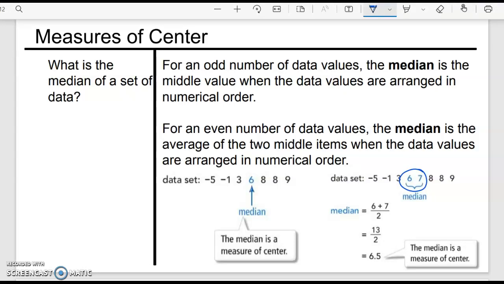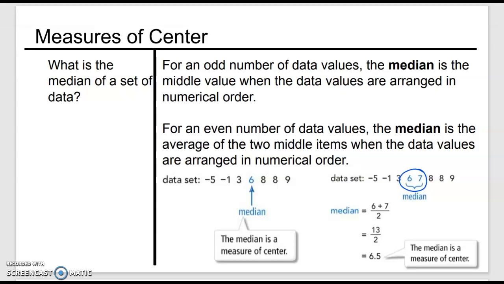In order to calculate the median for an even set of numbers, we're going to add our two middle numbers together, that's 6 plus 7, to give us 13 divided by 2 is 6.5. So the median of this even set of values is 6.5. Remember, when you have an odd data set, it's just the middle number. An even data set means that you have two middle numbers that you must find the average.